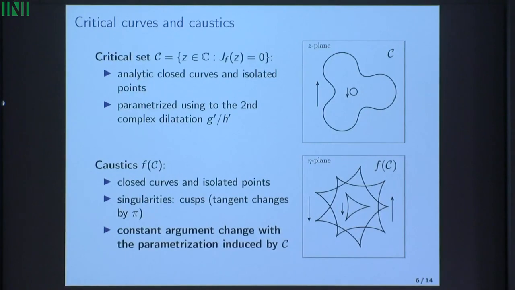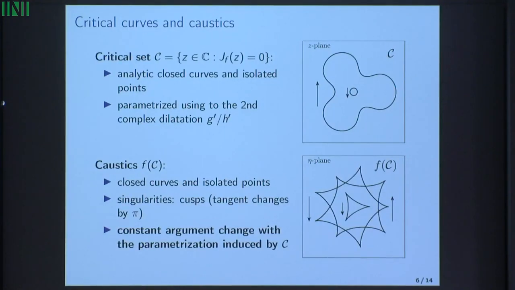And what's interesting is that the argument change with respect to the parametrization of the critical curves is constant. This is somewhat apparent in this figure here. The arrows indicate the orientation, and if we follow one of these caustics, then the curvature is always negative. Since the parametrization of the critical curves is not unit speed, we cannot say anything about the curvature in general, but about the sign.